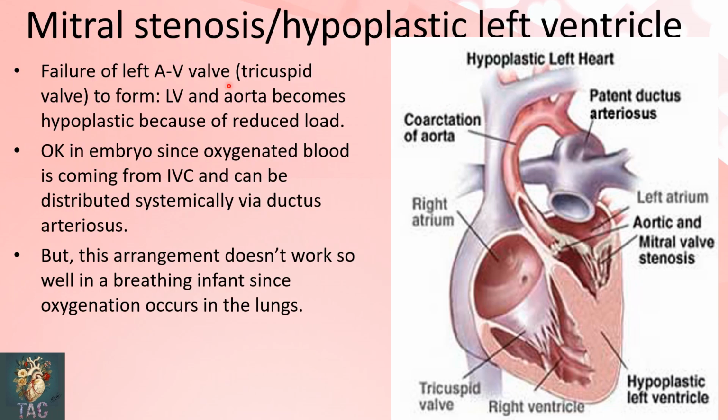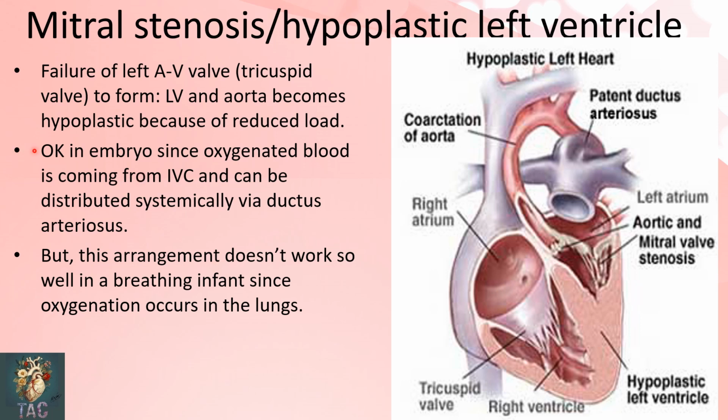Next is the mitral stenosis and the hypoplastic left ventricle. In this condition you can see there is stenosis of the mitral valve, failure of the left AV valve to form, and the left ventricle and aorta become hypoplastic because of the reduced flow. In this diagram you can see a stenosed mitral valve and a hypoplastic left atrium and left ventricle, and there is hypertrophy on the right side.